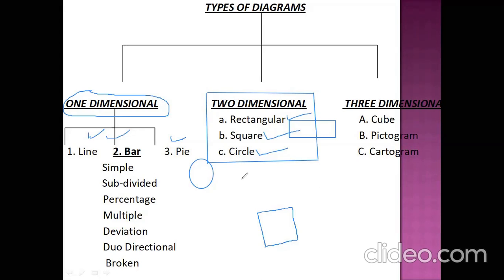So dear friends, we are learning about diagrammatic presentation of data with the help of various kinds of diagrams. How to present the data we are learning. Okay. Data can be presented with the help of diagrams or with the help of tables or with the help of graphs. Coming to diagrams, diagrams are mainly divided into 3 kinds, that is 1-dimensional, 2-dimensional, and 3-dimensional. I hope you understood very well.